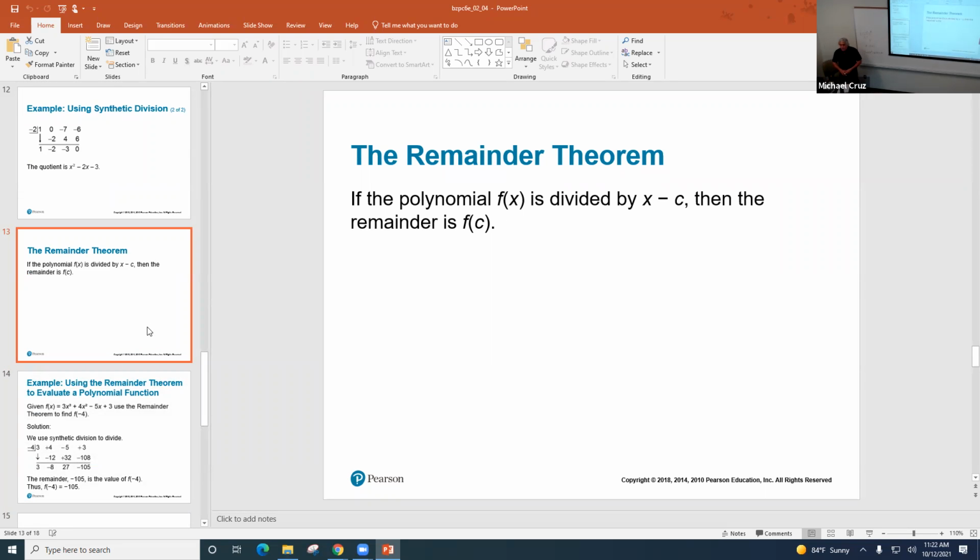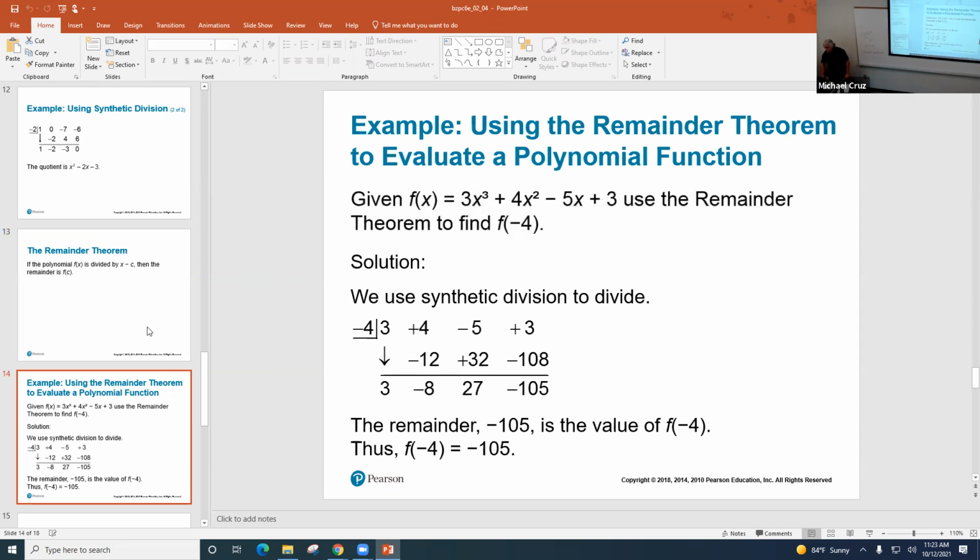So this thing is called the remainder theorem. The remainder theorem is simply if we do the synthetic division for f of c, then that's going to tell us the functional value of f of c. So that's useful for anything, and it will be. So what does that mean? Look.